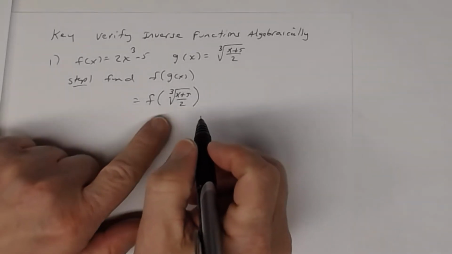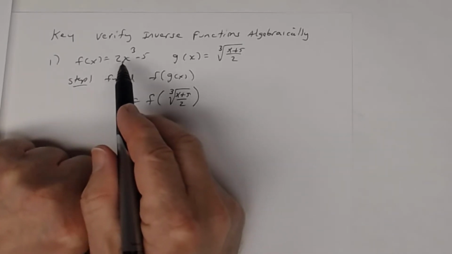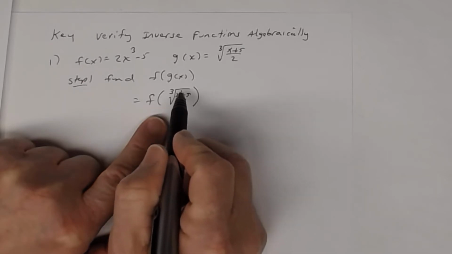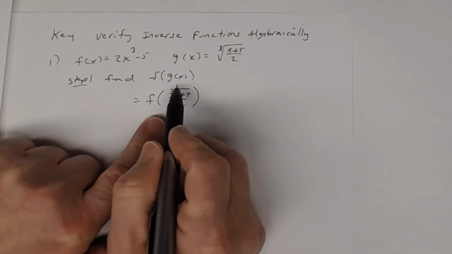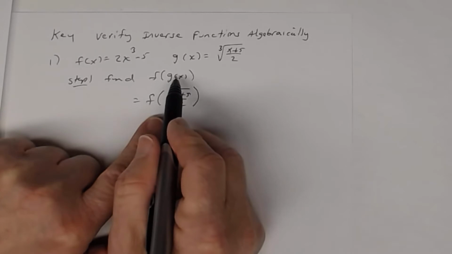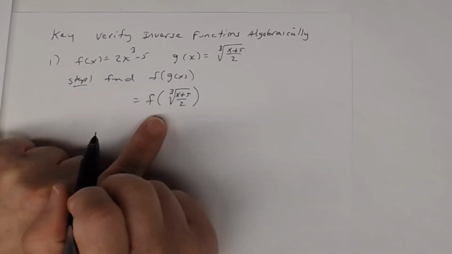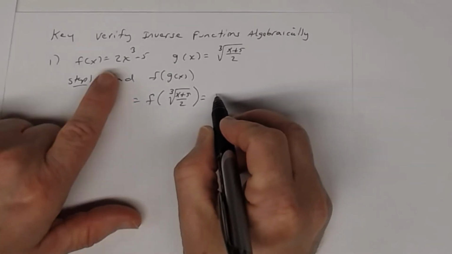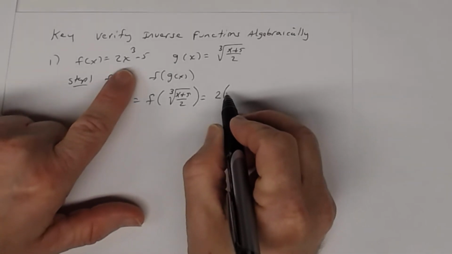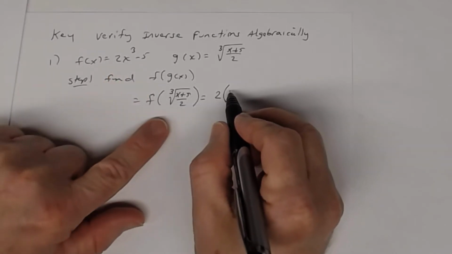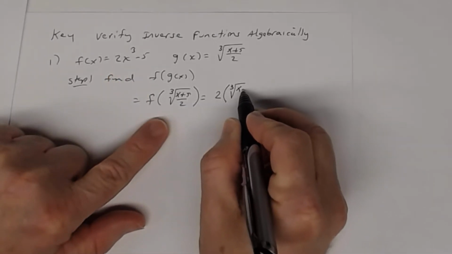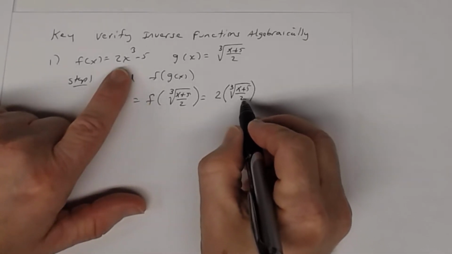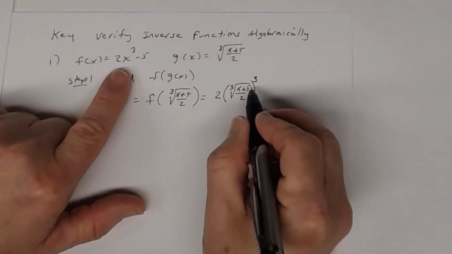What this tells me to do is to go to my function f, and wherever I see the variable x, I'm going to substitute the cube root of x plus 5 divided by 2. So I'm putting g of x inside the function f. Then this becomes 2 times, and in parentheses, I'm going to put this cube root function, so I get the cube root of x plus 5 divided by 2. Close the parentheses. Now remember, all of this is being raised to the third power, and that's important.